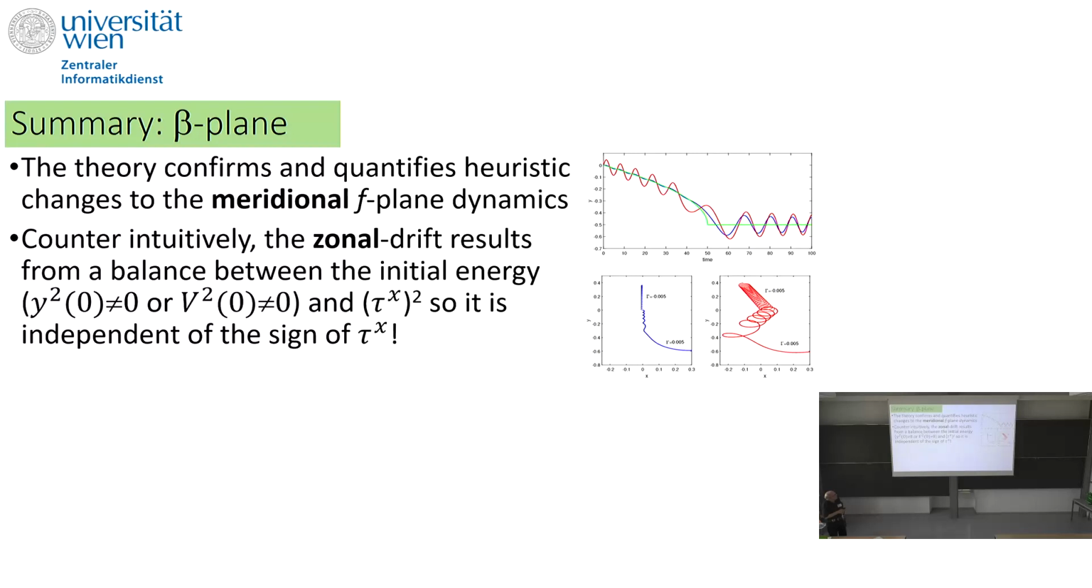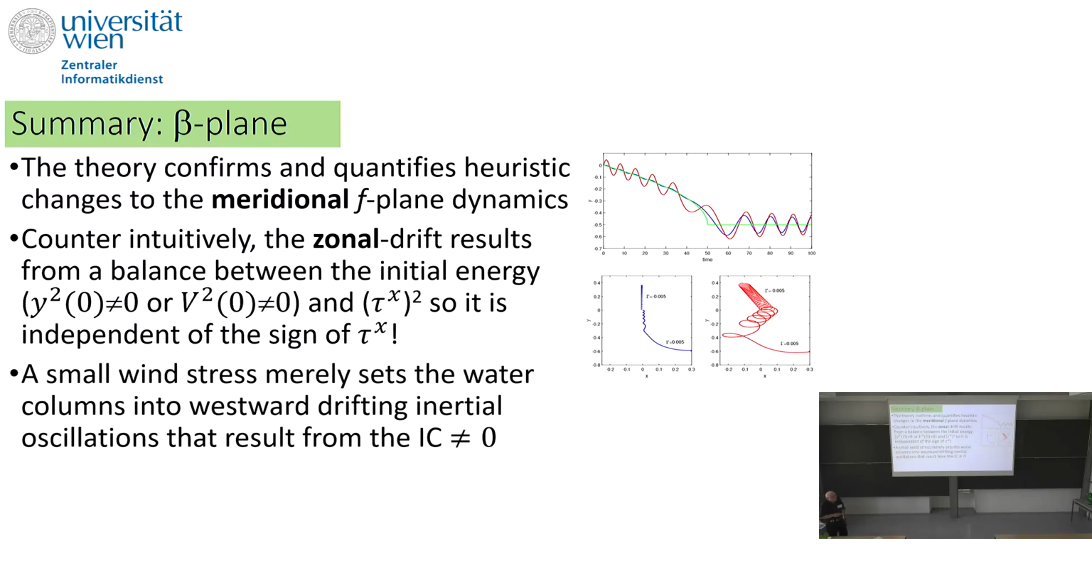Again, tau x squared is tiny, so zonal drift is basically very little affected by the wind stress itself. So the wind stress, essentially, if you think about it conceptually, just sets the motion for inertial oscillations. And once you are on the beta plane, those inertial oscillations have a natural tendency to drift westward. And in fact, the wind stress itself doesn't do much in terms of their zonal drift.